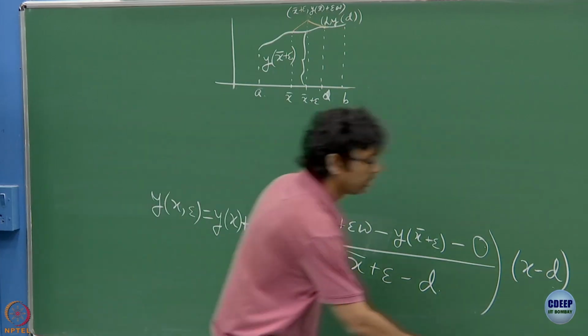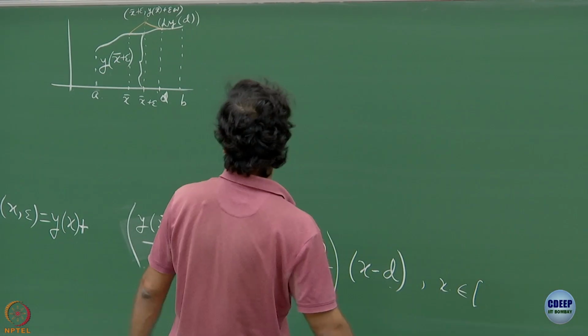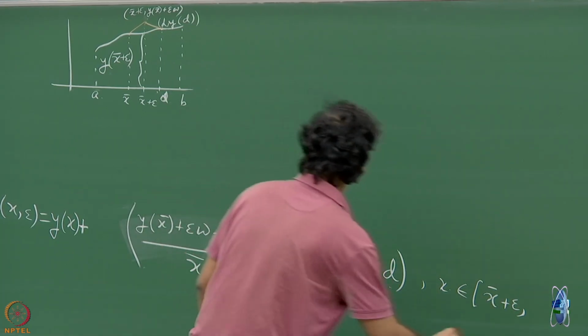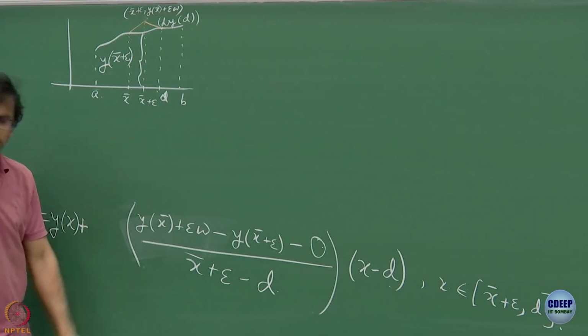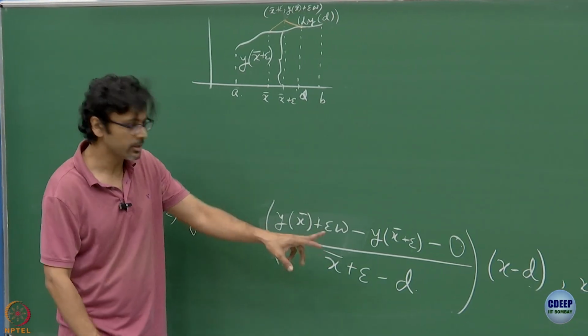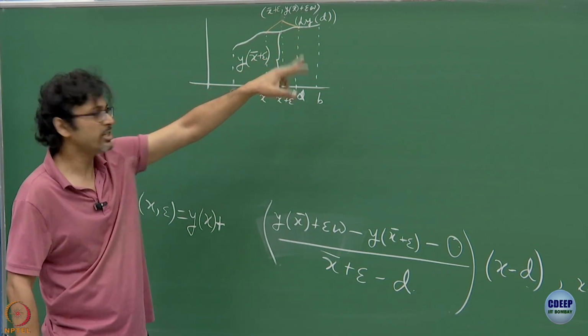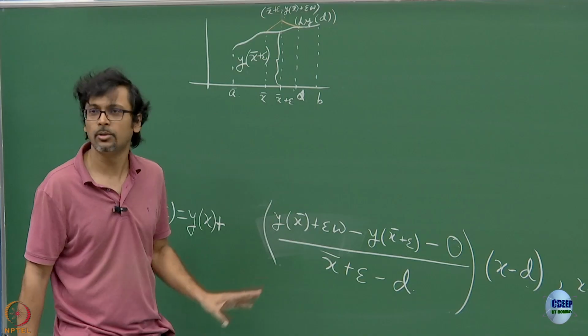Okay, so this is for x belonging to the interval between x bar plus epsilon and d. So that is the correction. Please incorporate that correction and I hope you also understand why it is coming. The reasoning is exactly the same. You have to calculate the slope, but the calculation I had somehow messed up.